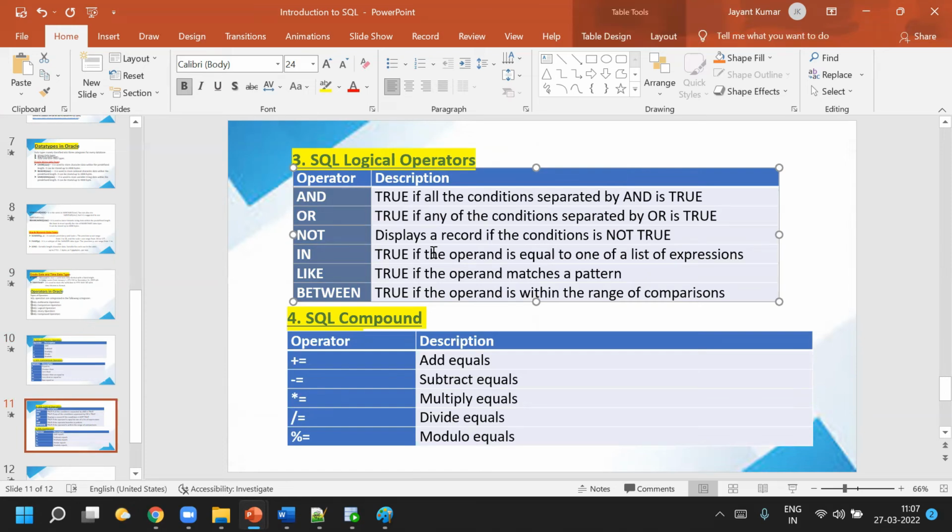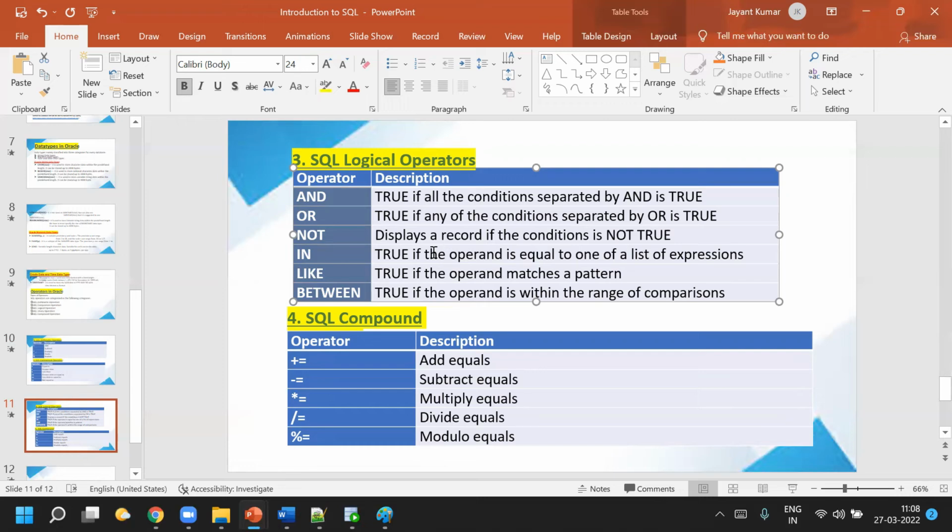What is the AND operator? It returns true if all the conditions separated by AND are true. If you consider A and B, both conditions should be true, then only it will return the result. With the OR operator, if any one condition from A and B is true, then it will return the result. NOT negates the result; it displays the record if the condition is not true.